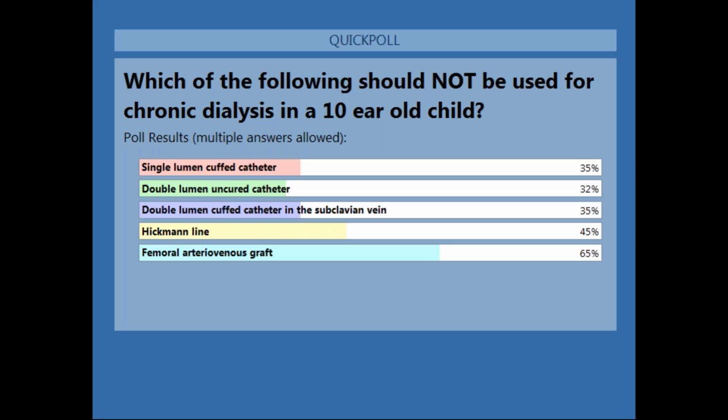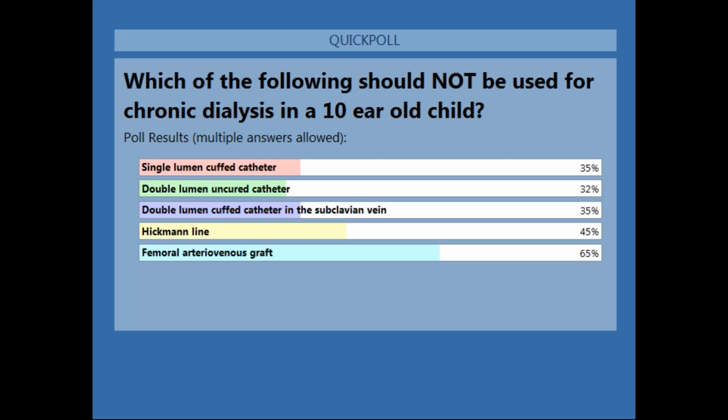And the US data shows that over the last 2 or 2.5 decades, the use of a central line has increased to nearly 90%, and the use of catheters and fistulas and AV grafts has dropped substantially.